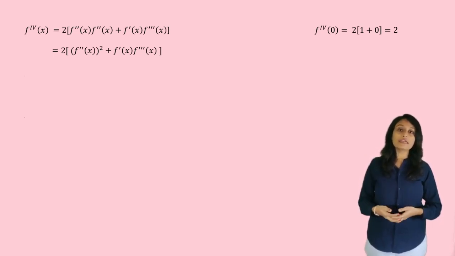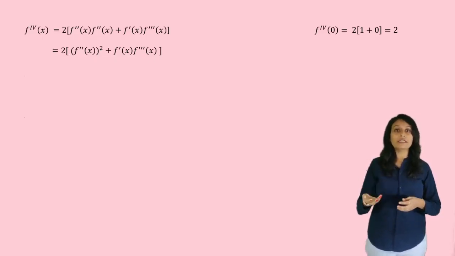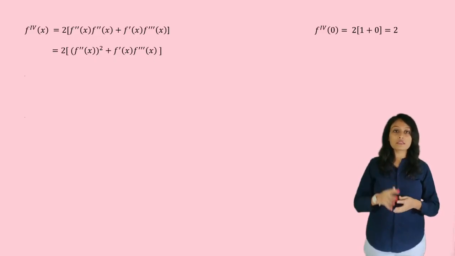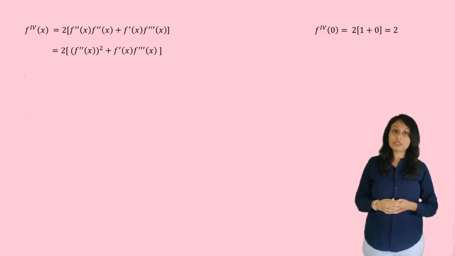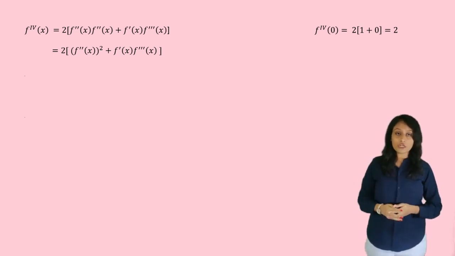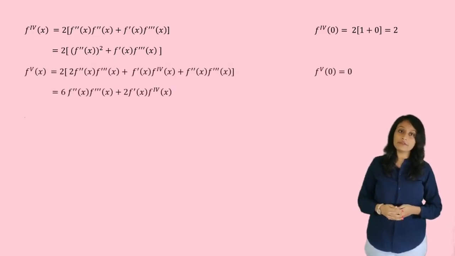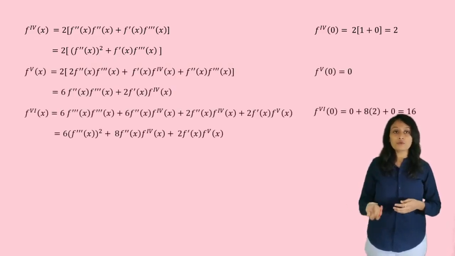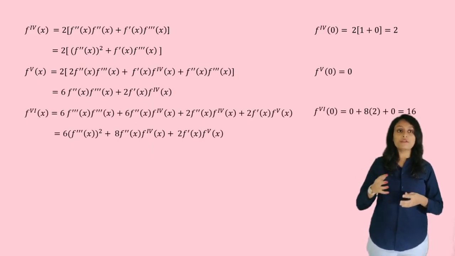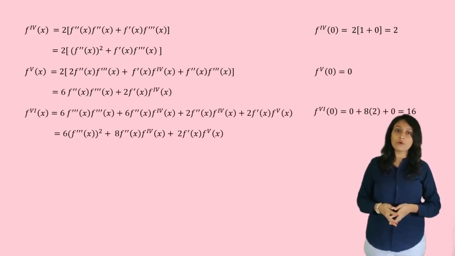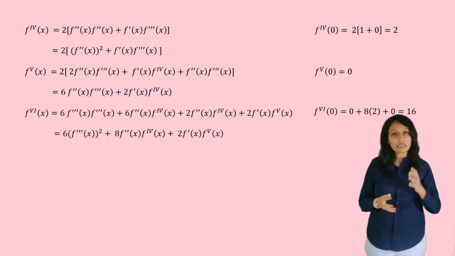Okay, now we have to find its value at 0. So everywhere in place of x you have to write 0, and from the previous values, f''(0) is 1, f'(0) we have 0. So on simplification you will get 2 into 1 plus 0. Okay, so that is 2. Next we have to find the derivative again, similarly using the chain rule and multiplication rule. So the fifth derivative answer is 0, and the sixth derivative answer is 16.